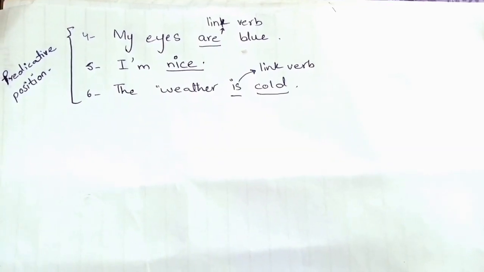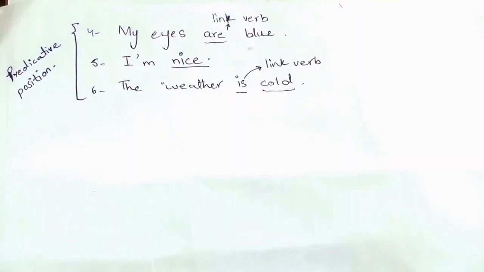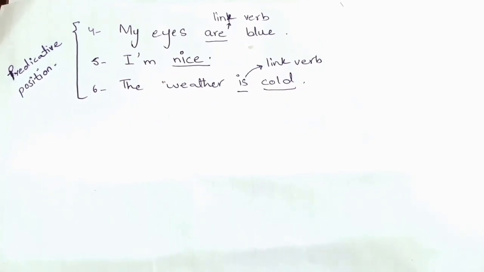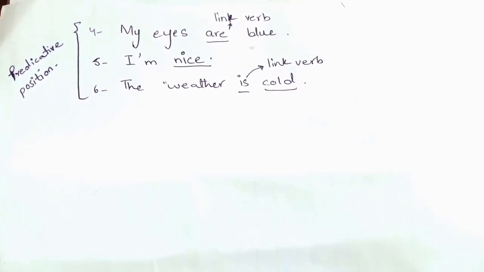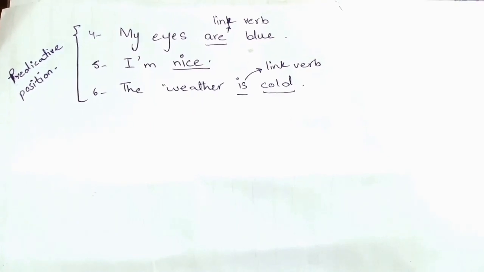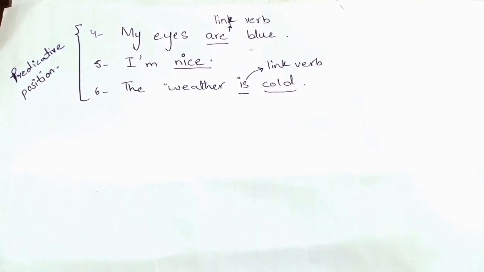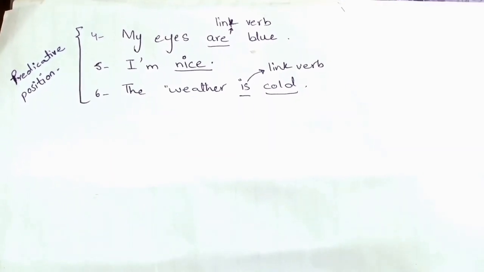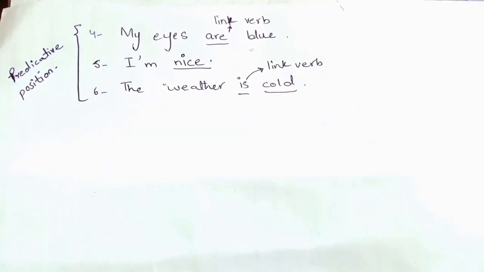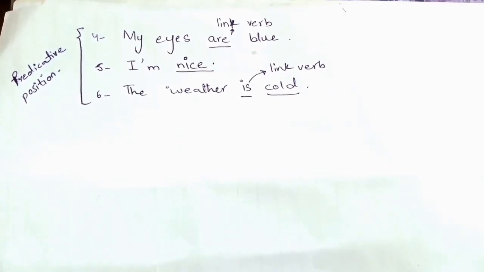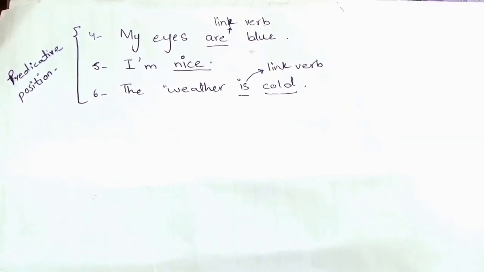So the next one is my eyes are blue. In this sentence, eyes are the noun, are is a linking verb, while blue is an adjective because it is telling you the color of the noun. And see, over here, the adjective is present after a noun. So this is predicative position.